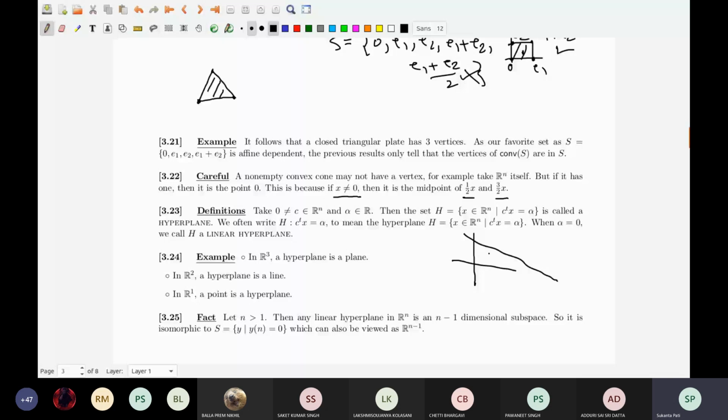So what is a hyperplane? It is the set of all x such that, for a given non-zero vector C, C transpose x is equal to alpha. Here C is not equal to 0 and alpha is some real number. Then this set is called a hyperplane.